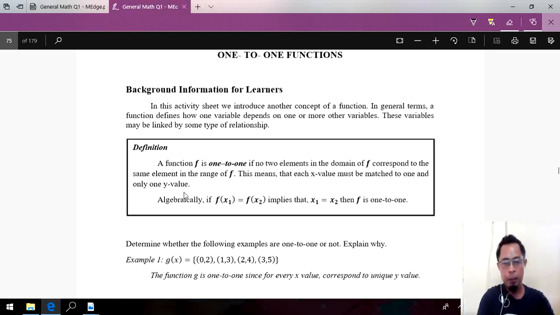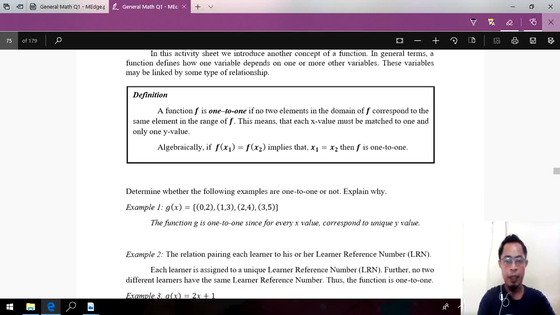So kung ipipresent natin siya algebraically, then we have f of x sub 1 is equal to f of x sub 2. And this implies that your x sub 1 is simply equal to your x sub 2. And that one is what we now call a one-to-one function. Okay? To illustrate this, we have this example with us.